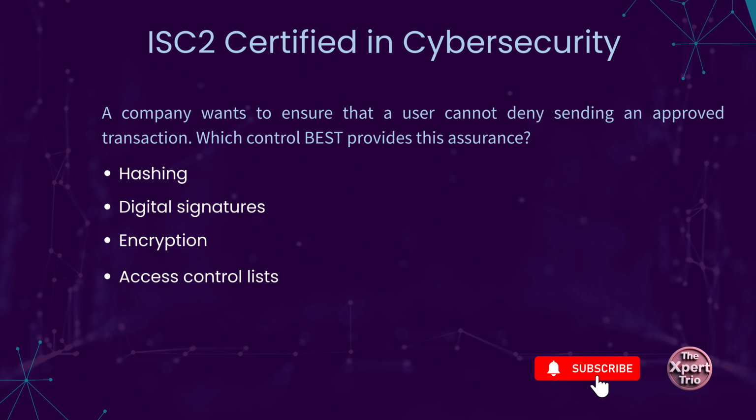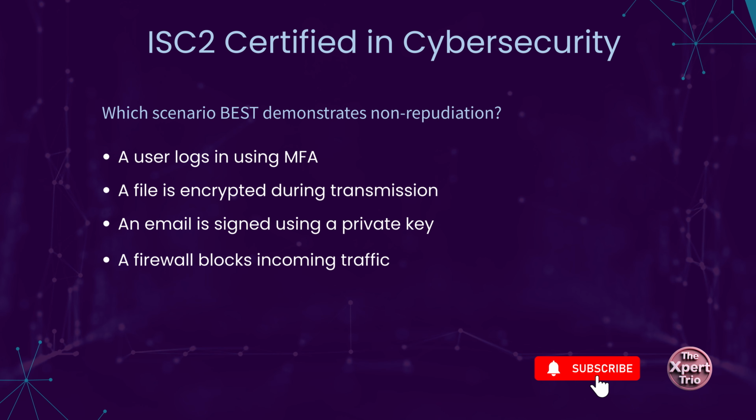A company wants to ensure that a user cannot deny approving a financial transaction after it has occurred. Which mechanism best supports this requirement? Options are: hashing, digital signatures, encryption, access control list. When we check the given options, hashing and encryption protect data, and access control lists manage permissions. Digital signatures provide non-repudiation, ensuring that a user cannot deny approving a transaction after it has occurred because the action is cryptographically linked to their identity. Correct answer, digital signatures.